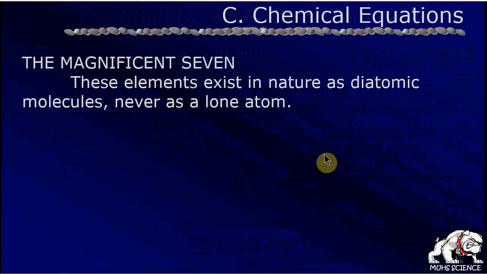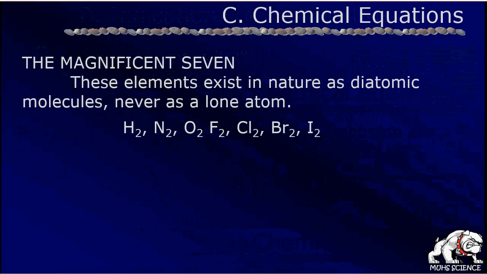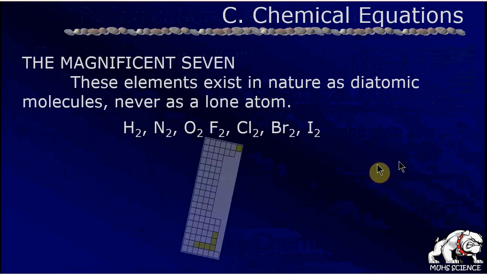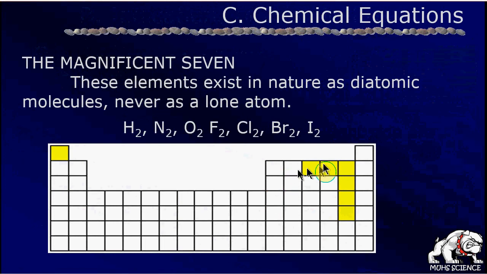In chemical reactions, there are some elements we've got to learn how to write correctly. The first of these are what I call the Magnificent Seven. These are elements that exist in nature not by themselves as a single atom, but as a diatomic molecule. Diatomic meaning, of course, 2 atoms. And so here we have H2, N2, O2, F2, Cl2, Br2, and I2. These are the Magnificent Seven. I call them that because they actually form the number 7 on the periodic table.